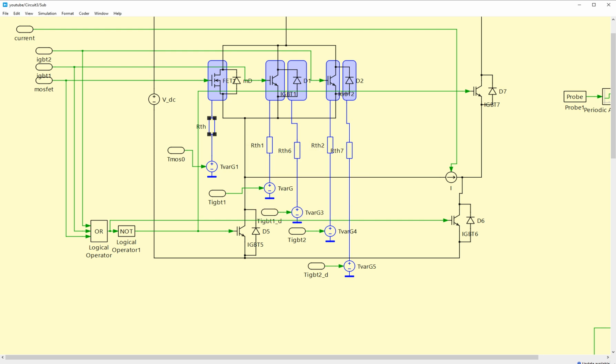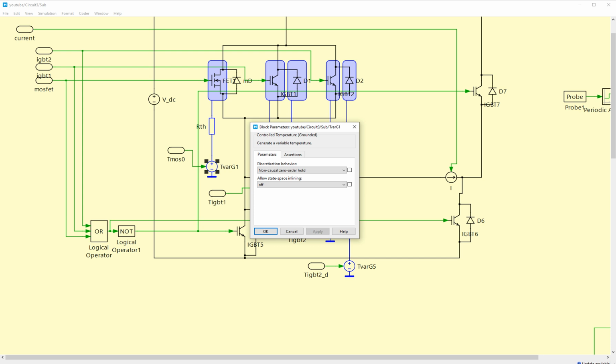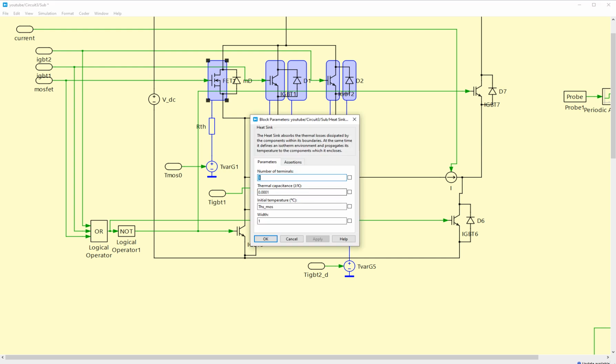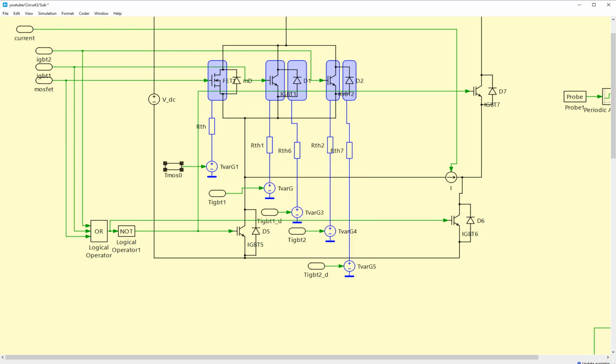Also I have a thermal resistor here, which is also a very small number, 10 to the minus 5. And here I have a variable, controlled temperature, which is grounded. So anything I apply to this signal can affect the junction temperature almost immediately. With 0 here, the RC network close to 0, and this heatsink, which I forgot to mention, also having a very low thermal capacitance, anything you do here can immediately affect the junction temperature. In other words, I set the junction temperature of this device through this signal.